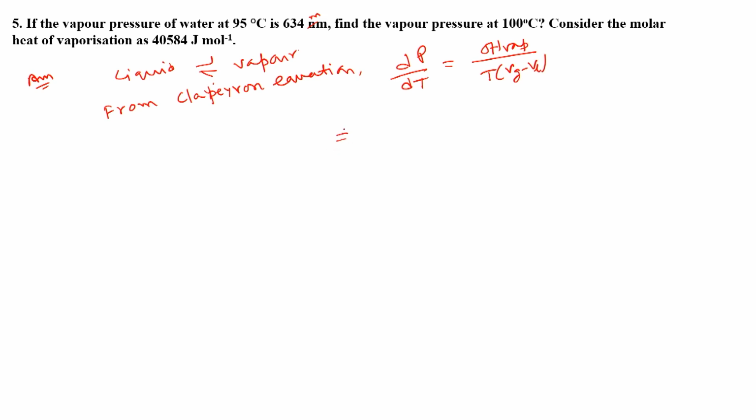So, if we do the integration, we get ln P2 by P1 is delta H vaporization by R times (T2 minus T1) by T1 times T2. We get this expression considering ideal gas behavior, and the volume of liquid water is much smaller than the volume of gas. So, we consider the gas behaves ideally, and then we arrive at this expression. Okay.